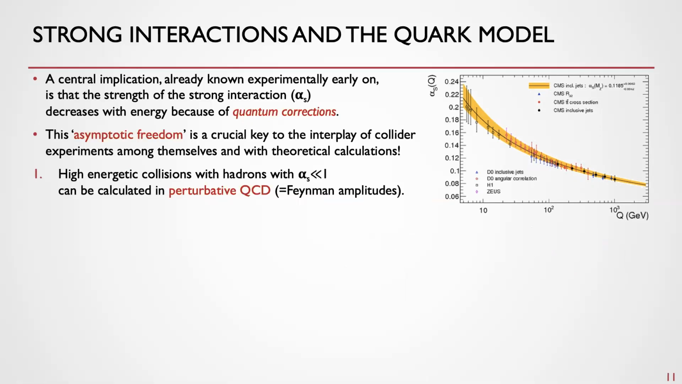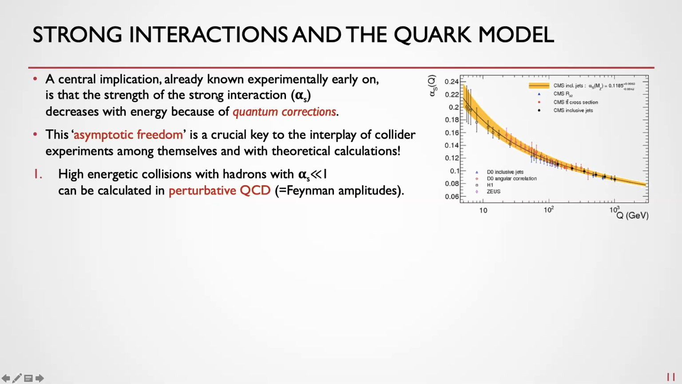I discuss it because I need you to understand a central implication of the strong interaction that guides us through every single discussion of a physics result at a Hadron Collider. This central implication was already known early on. Nobel Prize for 't Hooft, Wilczek, and Politzer. It's asymptotic freedom, and it means that the coupling constant, that is the strength of the strong interaction, decreases with energy.